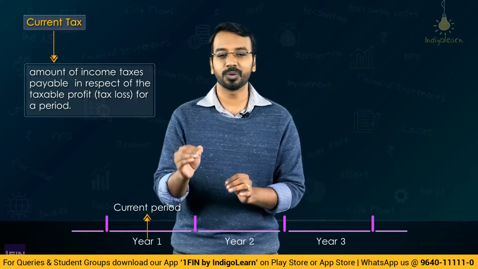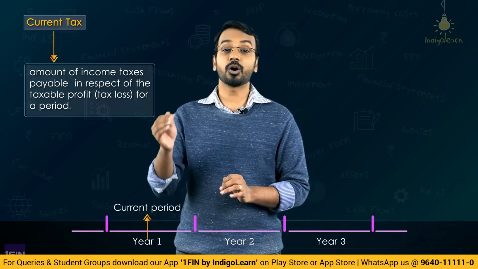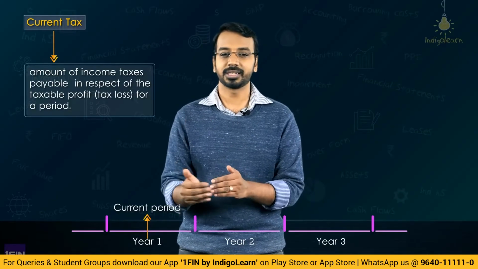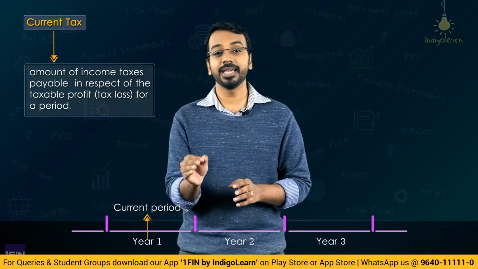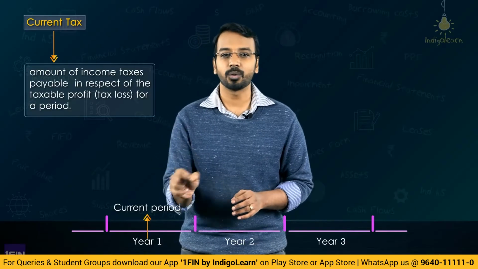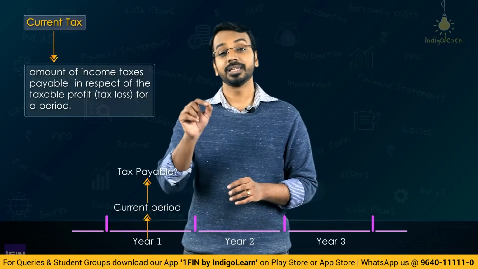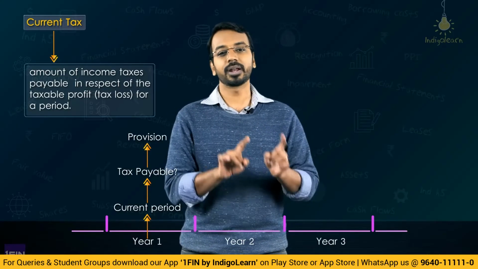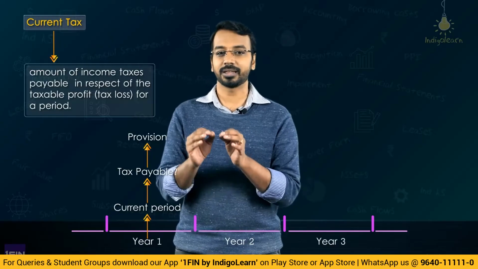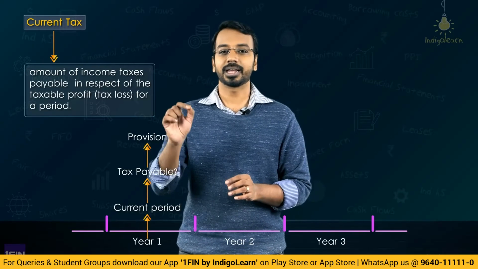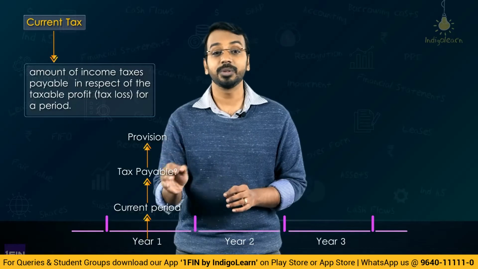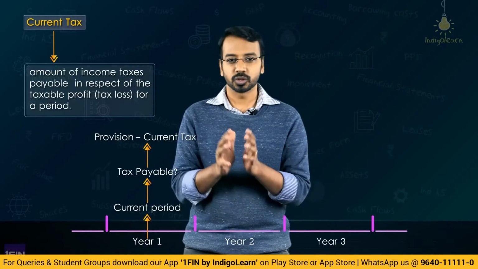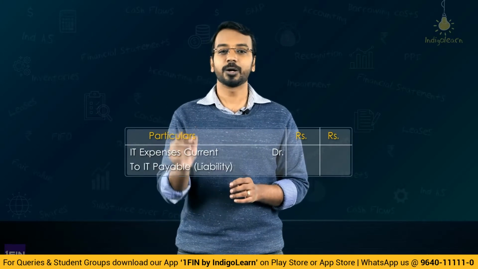For year 1, you will calculate the taxable profit. On the basis of the taxable profit, after adjusting any brought forward losses and all of that, you will calculate the amount of tax that is payable, and in that year you will make a provision for that amount of tax. So whatever is payable as per the calculations for year 1 will be the current tax for that year, and that will be recognized as a liability. So the accounting entry will be income tax expense, current, debit to income tax payable, which is a liability. That is what you will do.